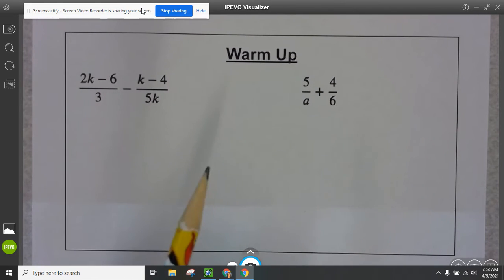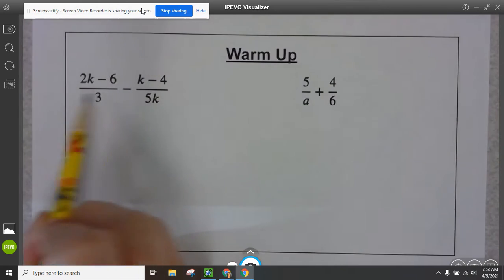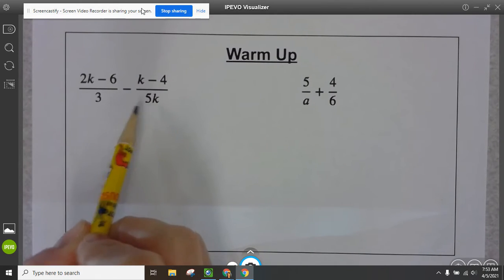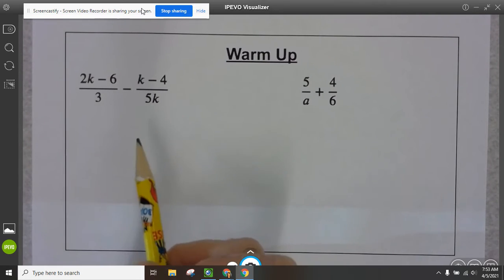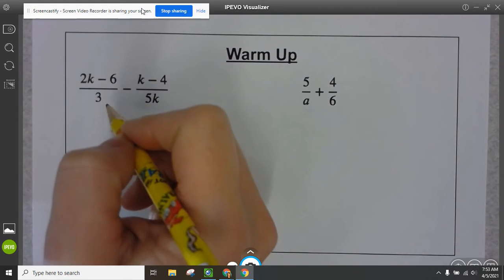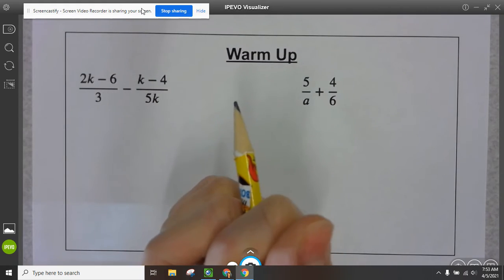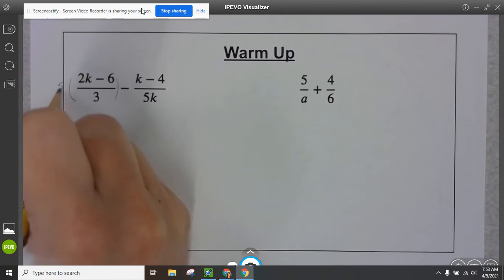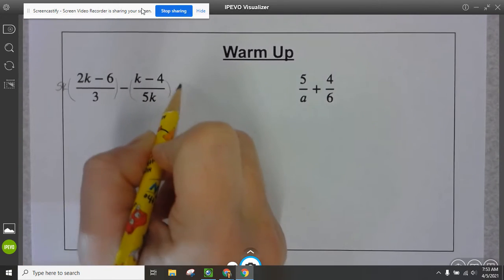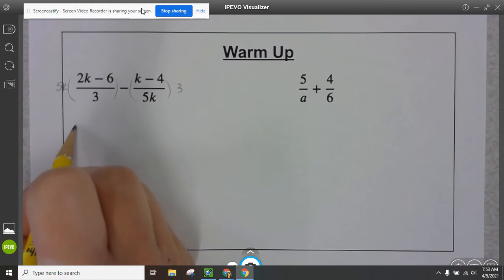So neither of these have a common denominator. So I need to get a common denominator. This one here, they both need to have a k, and the least common multiple of 3 and 5 is 15. So I need to get both of these denominators to 15k. So I'm going to multiply this one by 5k. I'm going to multiply this one by 3.